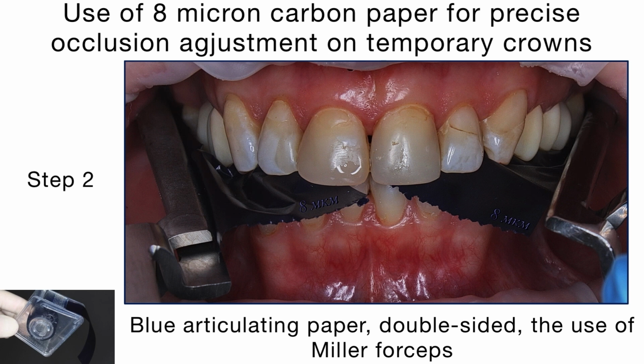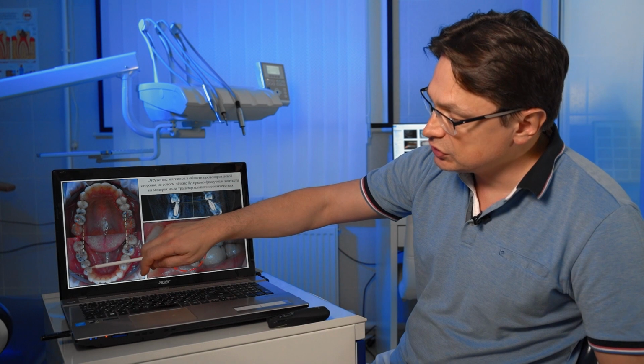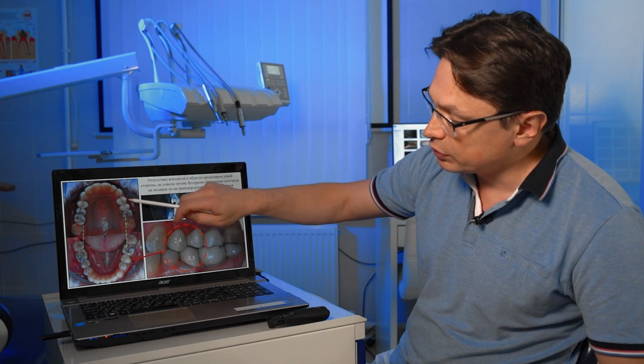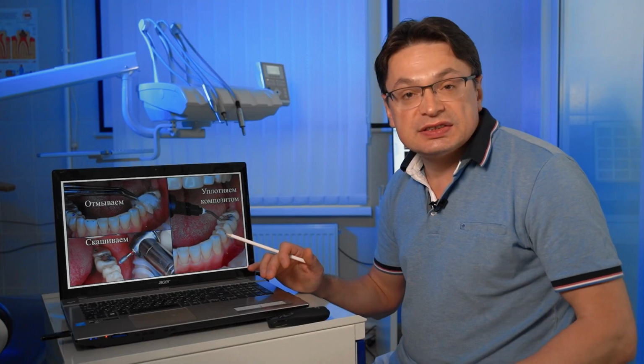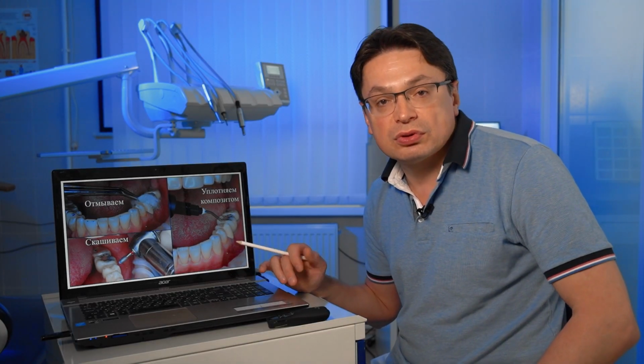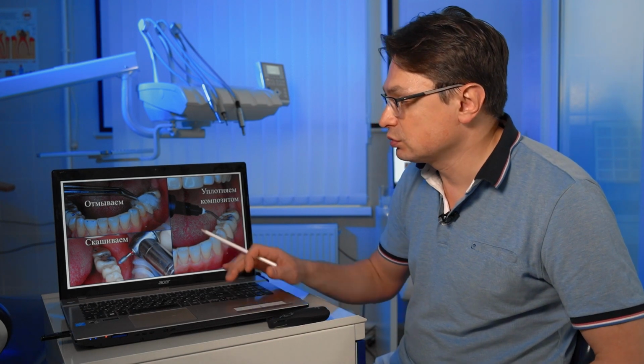Once again, we check with an 8 micron copy paper, in this case a blue one. You can see that I already have tubercles entering the fissure. However, there are areas where there are not enough contacts. In this case, this is the area in the left sector. And this is where a composite comes to our rescue.